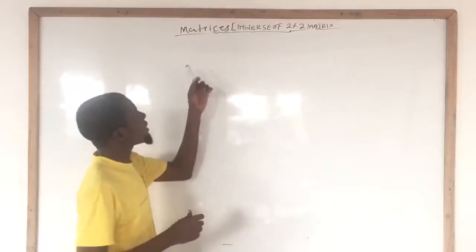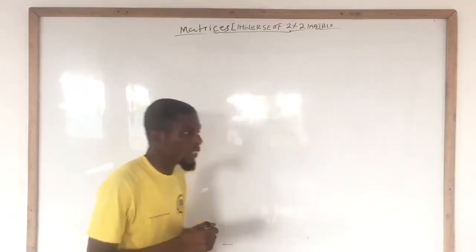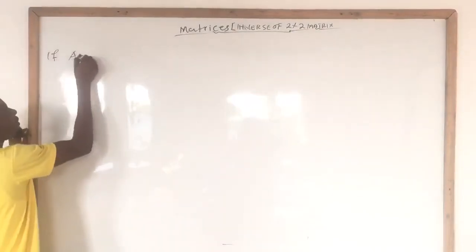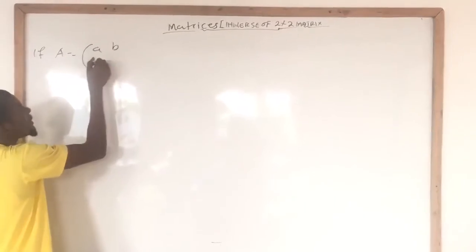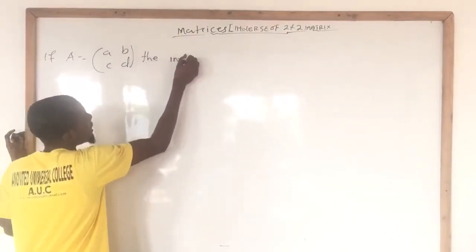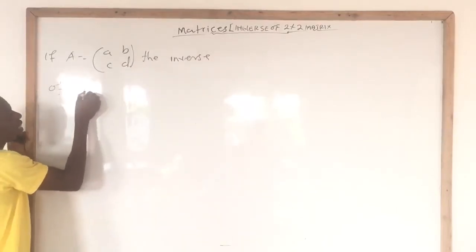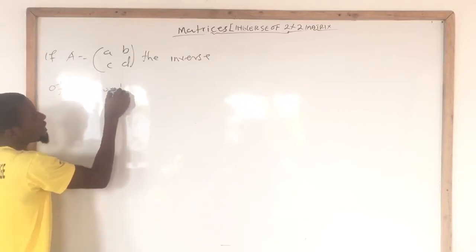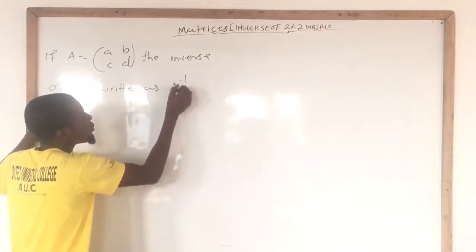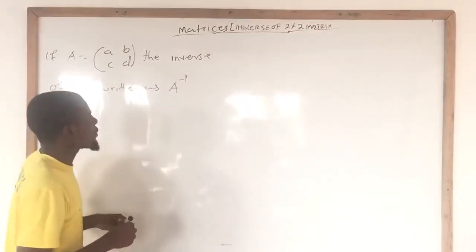Today we are looking at the inverse of a 2 by 2 matrix. As we said, supposing we have a matrix A equals A, B, C, D, then the inverse of the matrix A is written as A inverse. So when you see anything like this, it means A inverse.